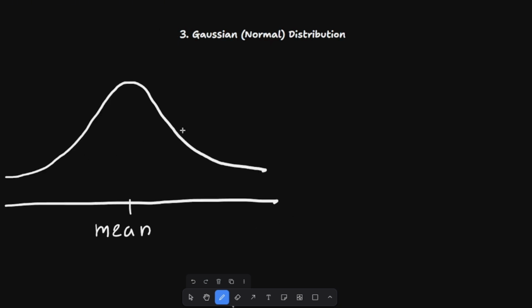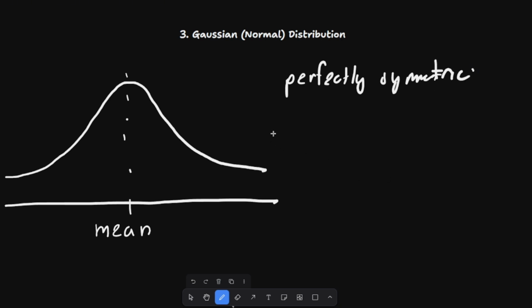Let's now talk about the Gaussian/normal distribution. So this is also commonly known as the bell curve, and it's fundamental to statistical inference. So let's talk about its characteristics. As you can see, it's perfectly symmetric on the left and right. This means that both the left side is the same as the right side. So it's perfectly symmetric.